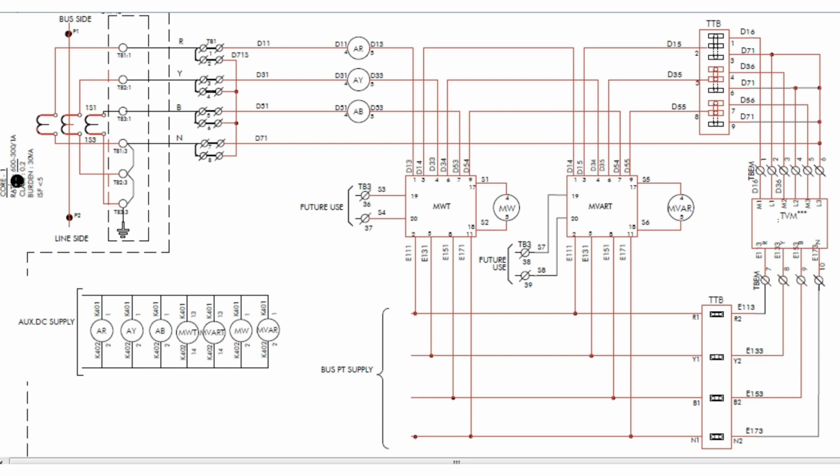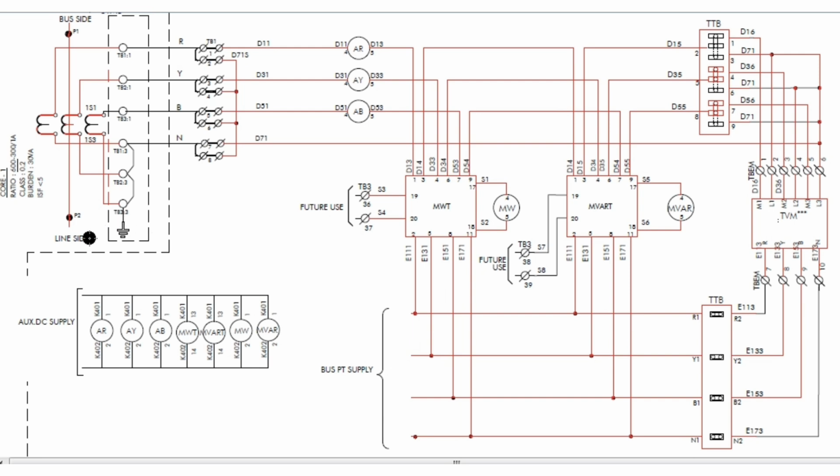So for the metering CT, the class is 0.2 and the burden has been shown as 30 VA. And ISF, that is the instrument safety factor, is less than 5. So these are the red, yellow and blue phase CTs, and the CT secondary is connected to the CT JB, that is the CT's junction box.